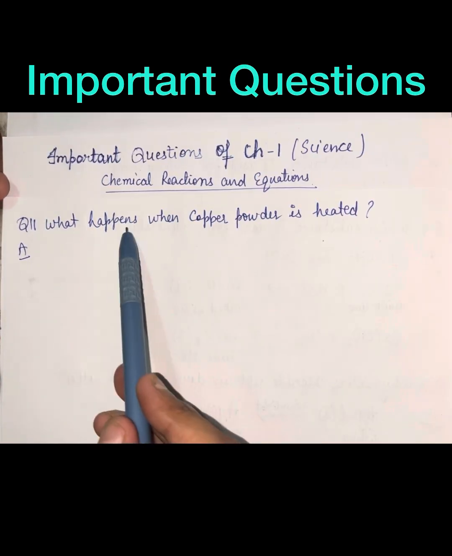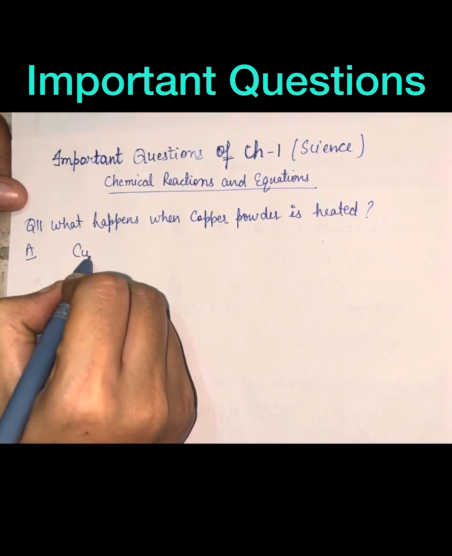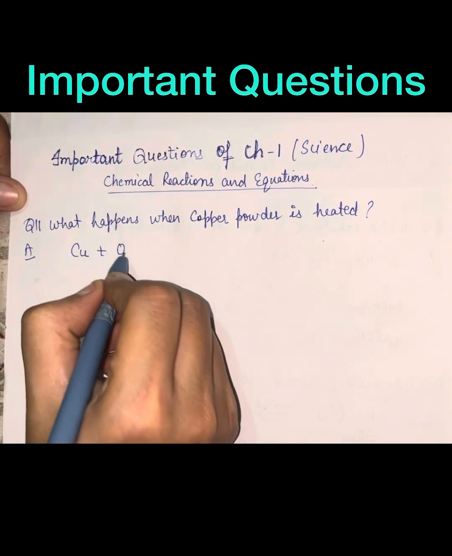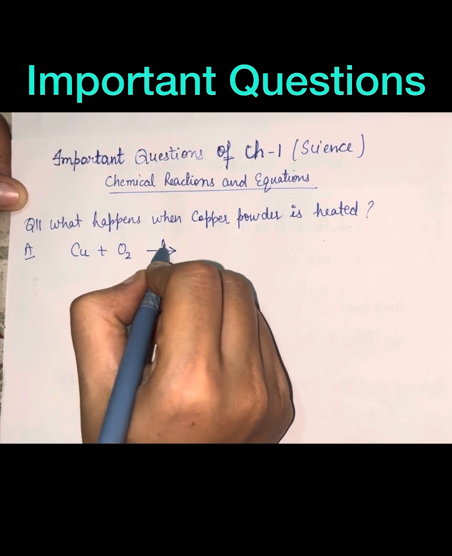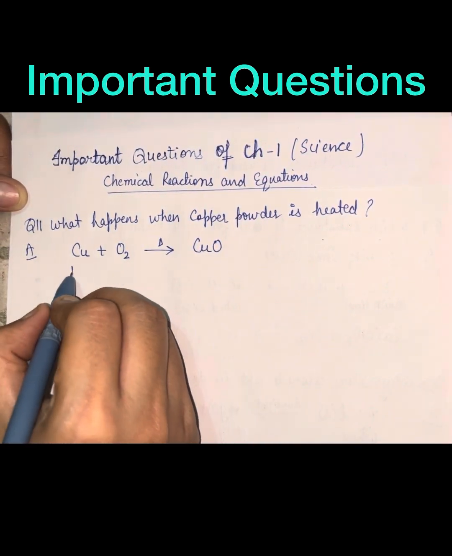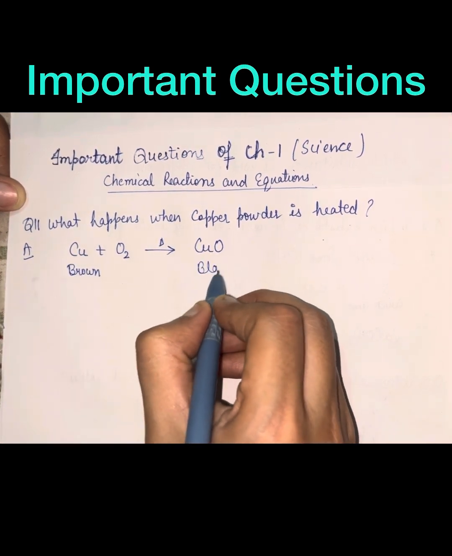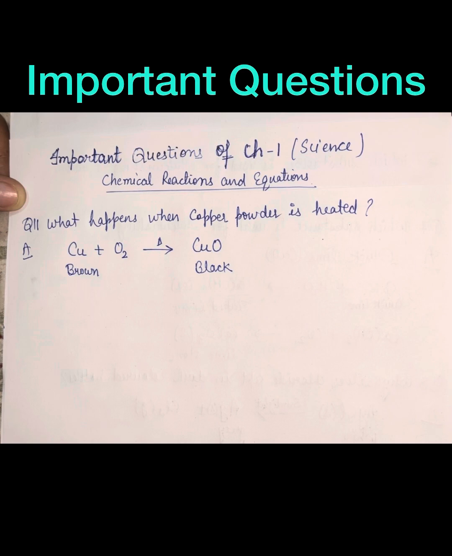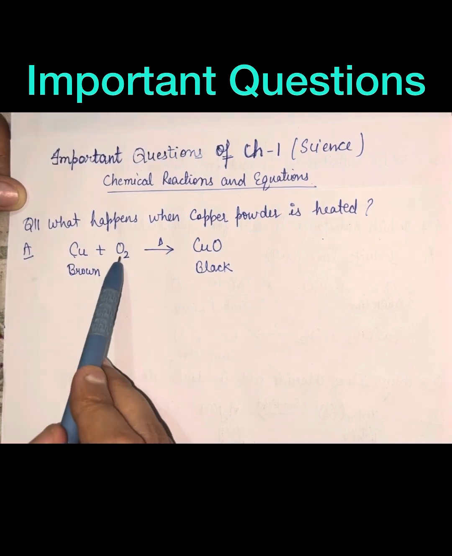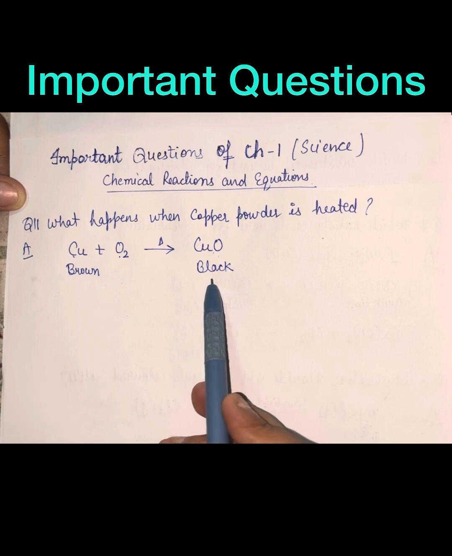Next question is: what happens when copper powder is heated? बच्चे, copper is Cu. When Cu is heated in presence of oxygen, it will form CuO. Copper is of brown color and copper oxide is a black layer. When copper is burnt in presence of oxygen, it will form a layer of copper oxide which is of black color.